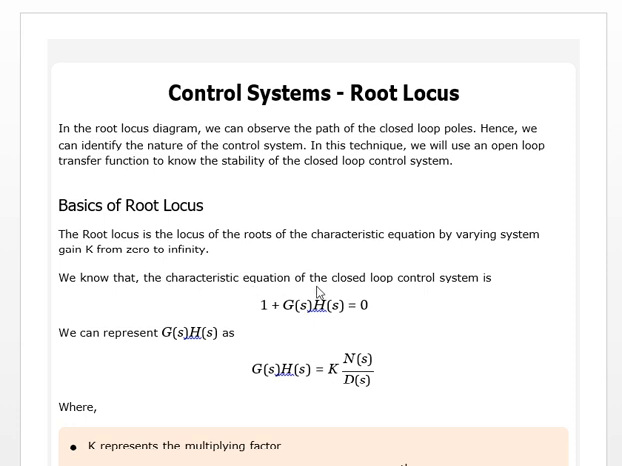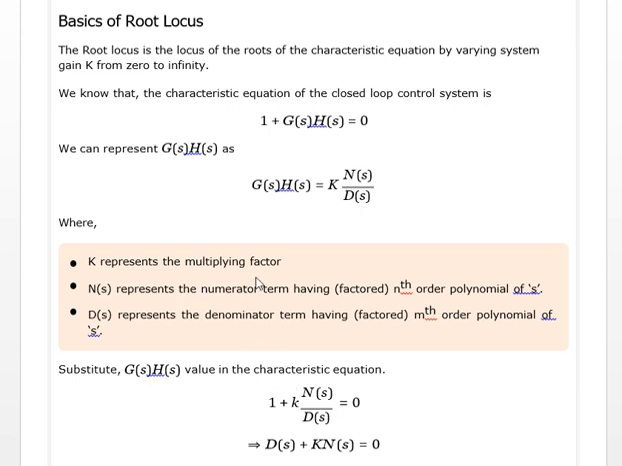Generally, the characteristic equation of a closed loop system is 1 plus G(s)H(s) equal to 0. This is a normal characteristic equation of a closed loop system, where G(s)H(s) we can represent as K times N(s) by D(s). This K is nothing but the gain of the system. Thus, we are varying it from 0 to infinity. Here K represents the multiplying factor, N(s) represents the numerator term, and D(s) represents the denominator term.